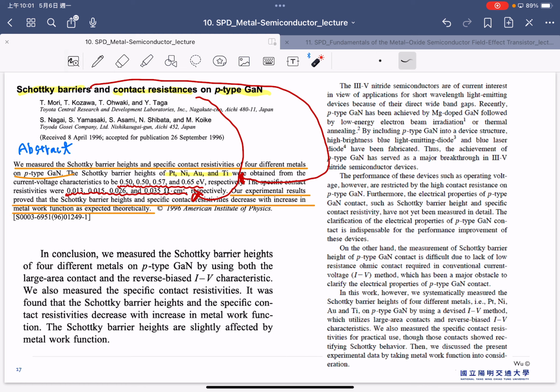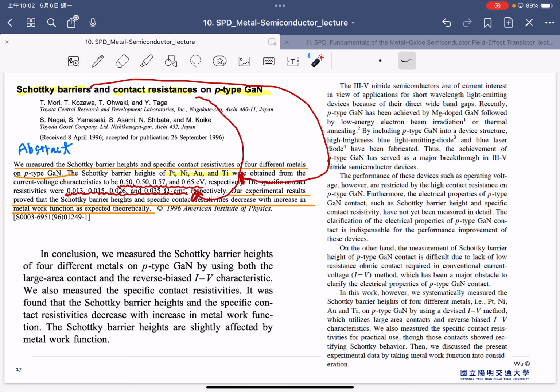So I believe once you finish this chapter, it should be very easy for you to understand this literature. Even if you have no idea about gallium nitride, it's fine. The terms here, especially in the abstract, are nothing related to gallium nitride. It's just a very basic understanding related to contact resistance and Schottky barrier height. Okay, so this is the abstract, and for sure we won't go into detail.